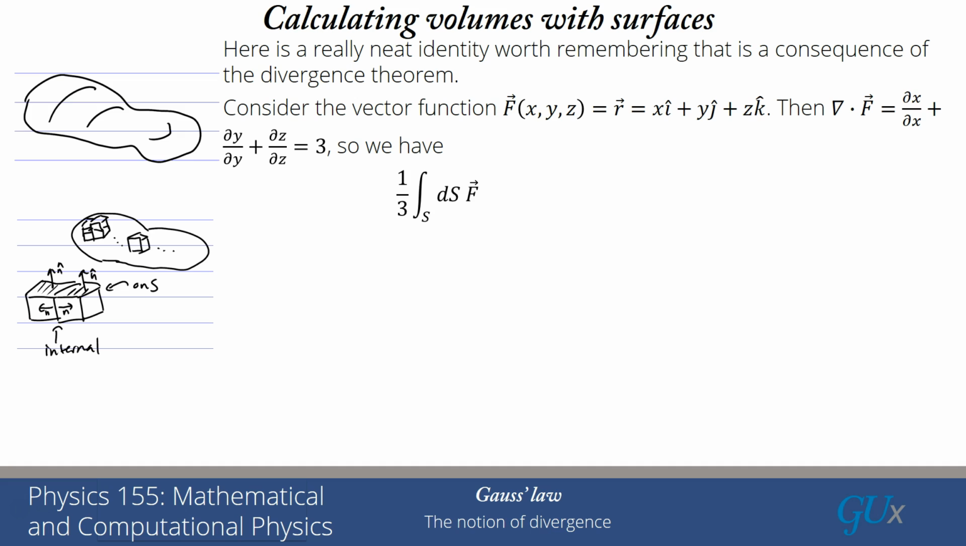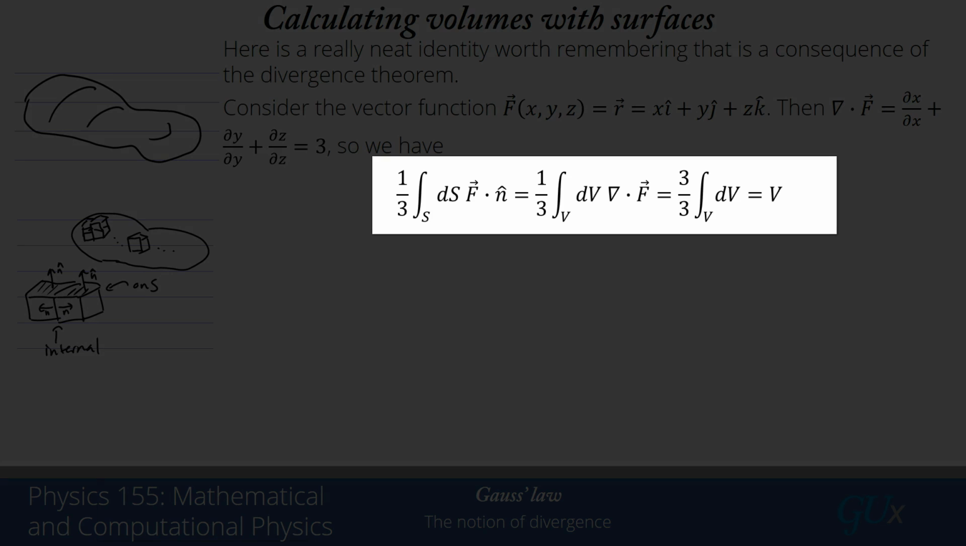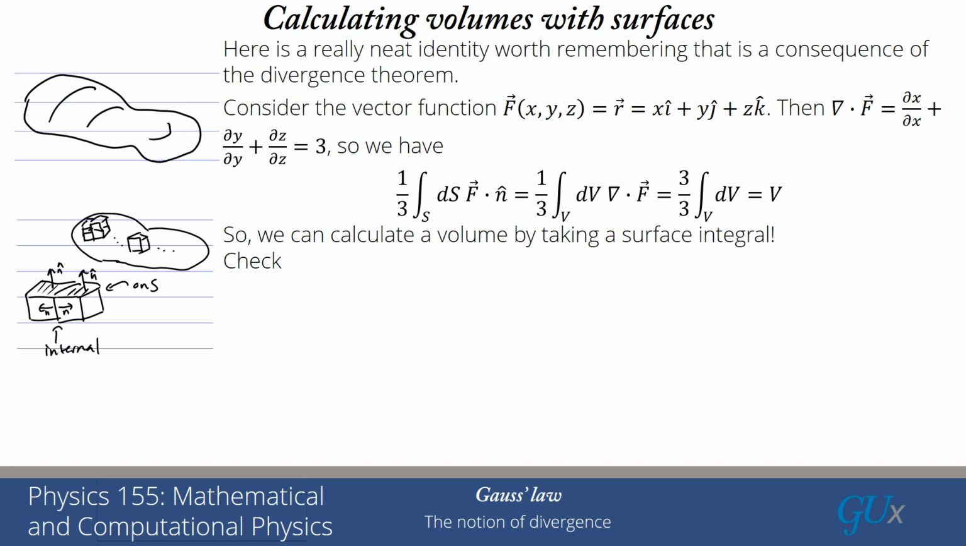So the divergence theorem, and I'm adding just a factor of 1/3 in front of the divergence theorem, tells me 1/3 of the surface integral of f dot n is equal to 1/3 the integral over the volume of the divergence of f, but the divergence of f is just equal to 3. So that's just equal to 3 over 3, the integral over the volume of dV, and that just equals the volume. So now I have this formula for the volume that is equal to 1/3 the integral over the surface of f dot n. Kind of looks like an odd thing. Let's take a look at an example of how we can calculate the volume by taking a surface integral.